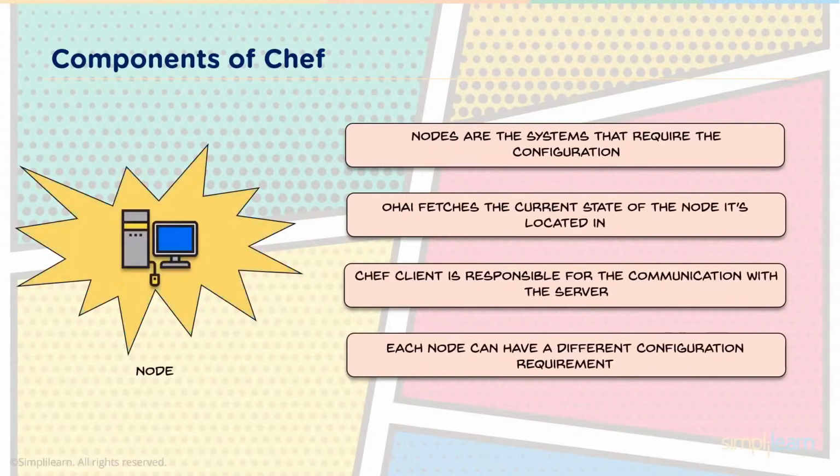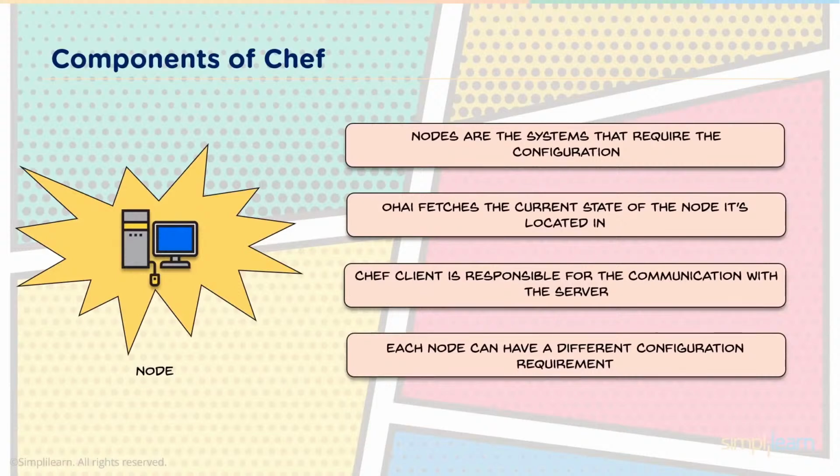And our final component, the node. So nodes are the systems that require the configuration. In a Chef architecture, you can have a number of nodes. Ohai is a service which is installed on your node and it is responsible for collecting all the information regarding the current state of the node.